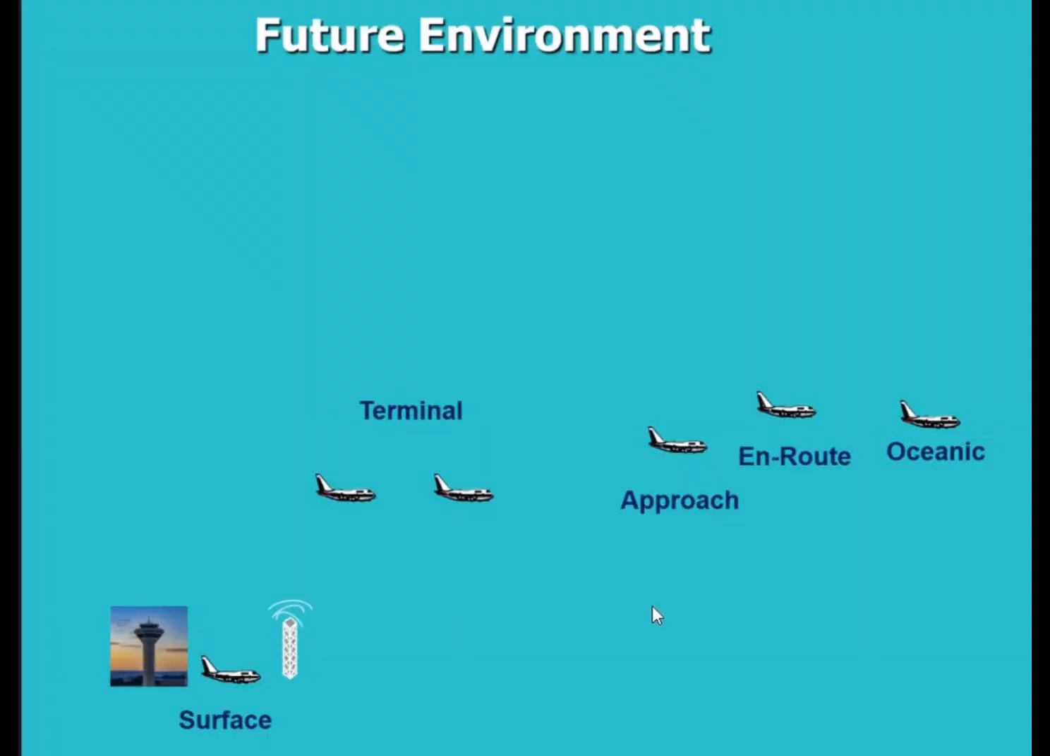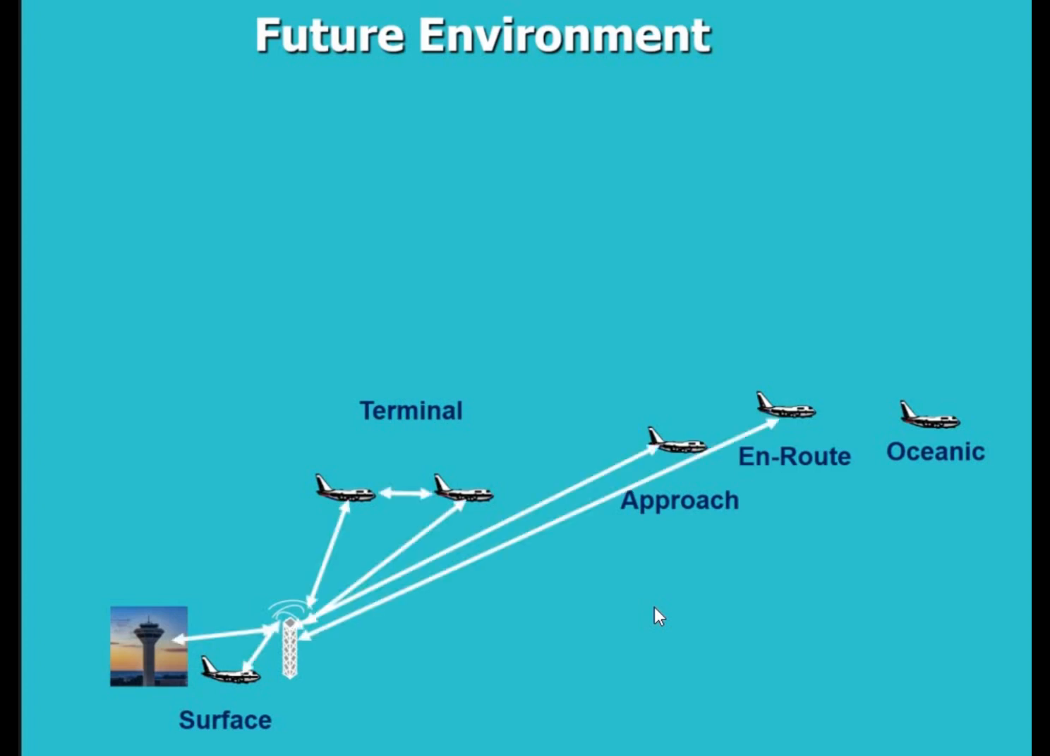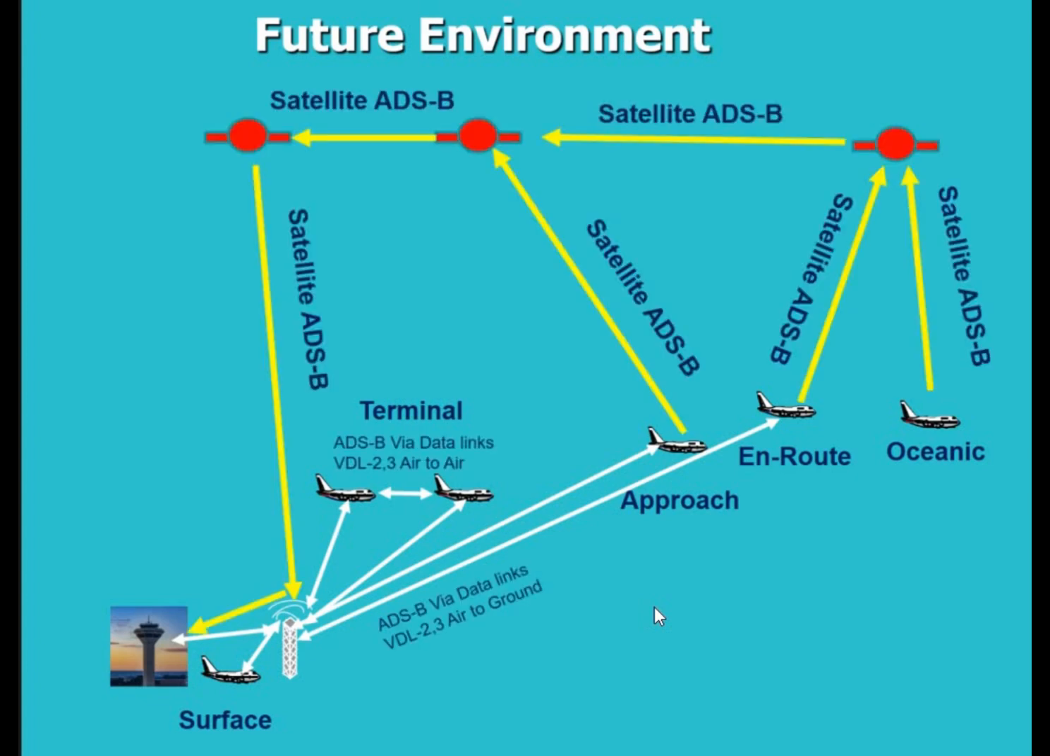It is projected that ADS-B will progressively replace radar and become the preferred means of air traffic management on surface, terminal, approach, and route, and more importantly, oceanic and remote areas via satellite ADS-B.